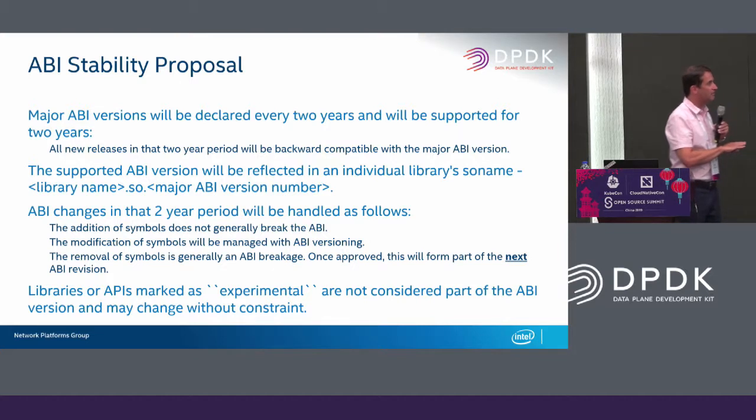So the API version would be reflected in the library's shared object name, and the API changes in that 2-year period would be handled. Addition of symbols is not generally an issue. Modification of symbols would be handled via API versioning. Removal of symbols would be handled in the next major API version. So we would guarantee for 2 years that we're going to maintain a stable API.